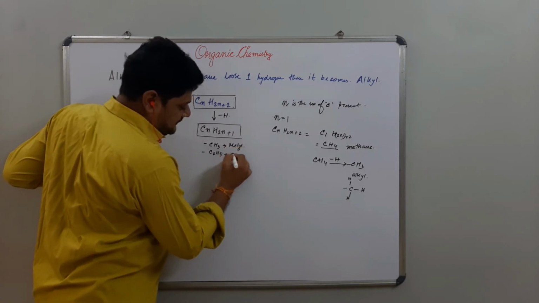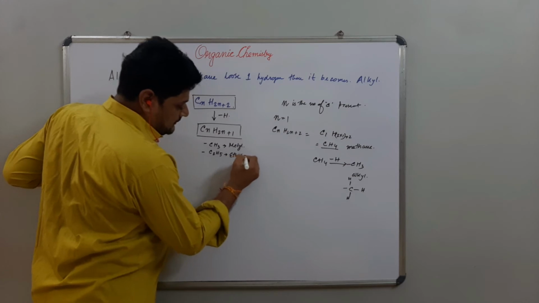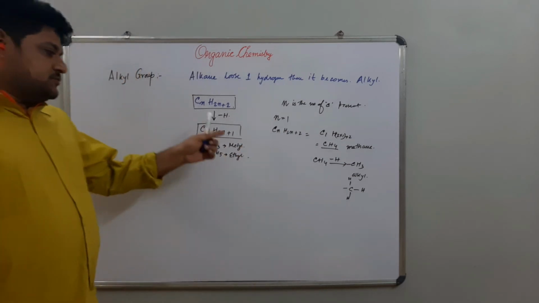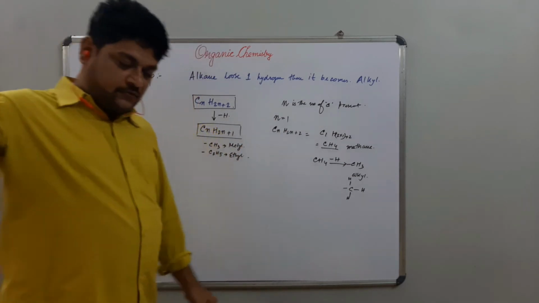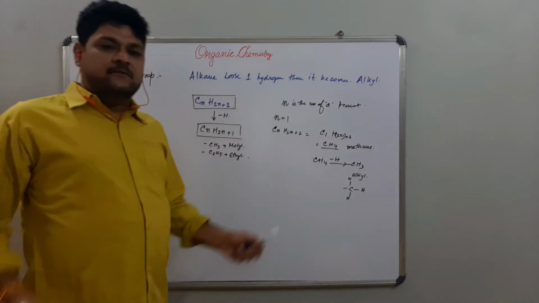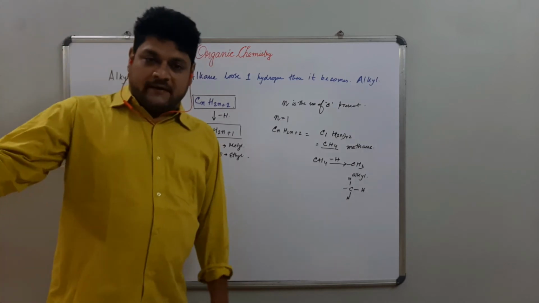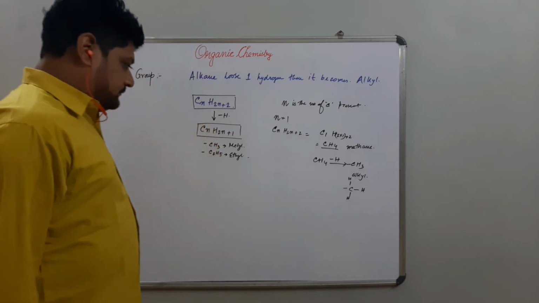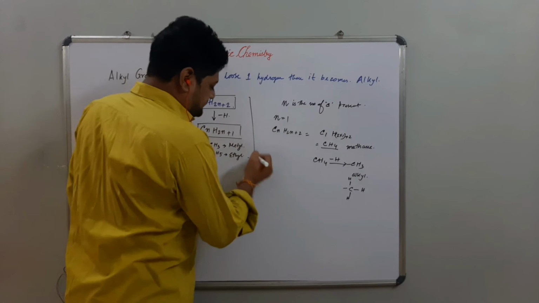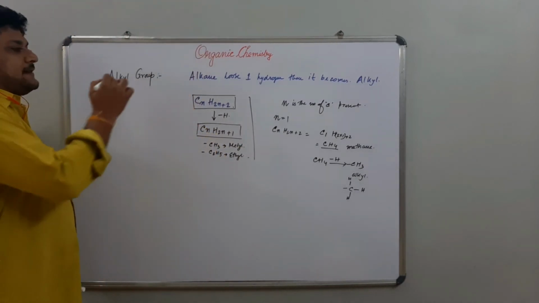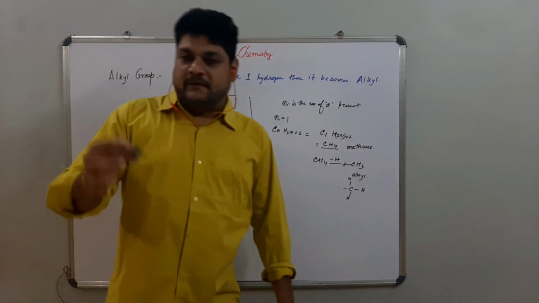It is ethyl. Like this you can write, putting n as 1, 2, 3, 4, 5, 6, and depending upon that: methyl, ethyl, propyl, butyl, pentyl, hexyl, heptyl, octyl, nonyl, decyl, like this. So if an alkane loses one hydrogen, then it becomes alkyl.